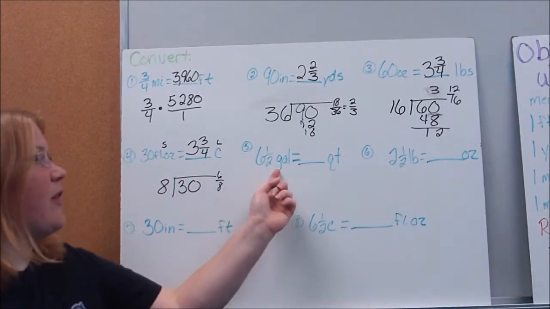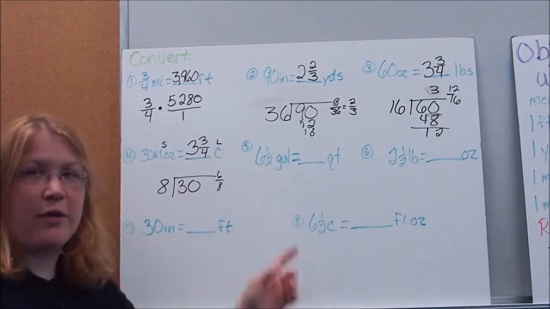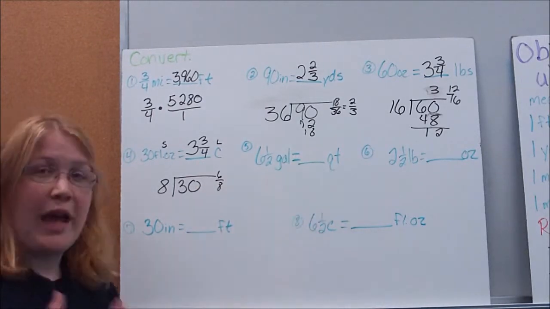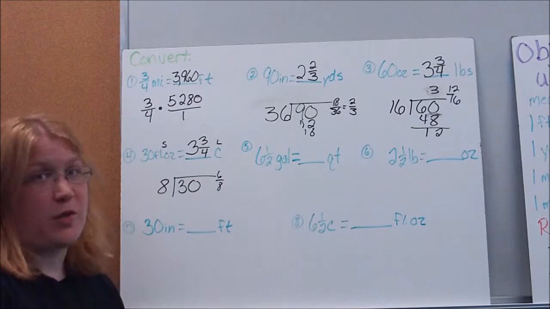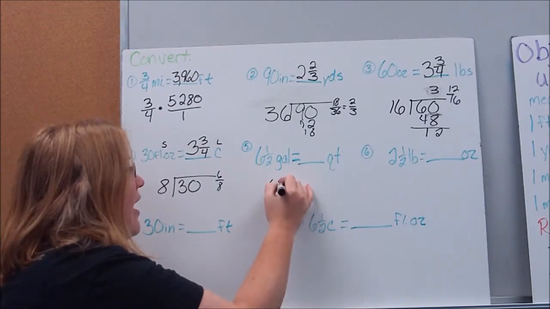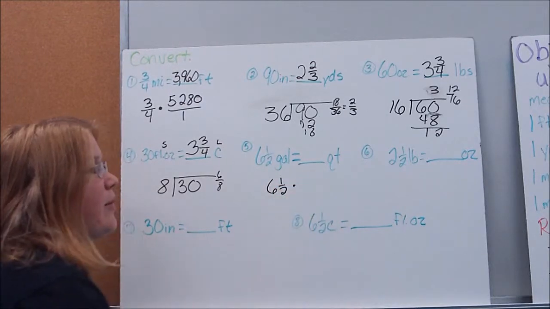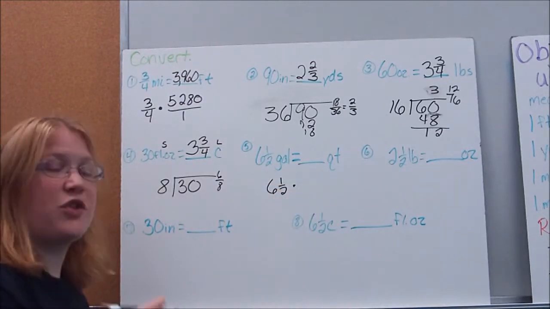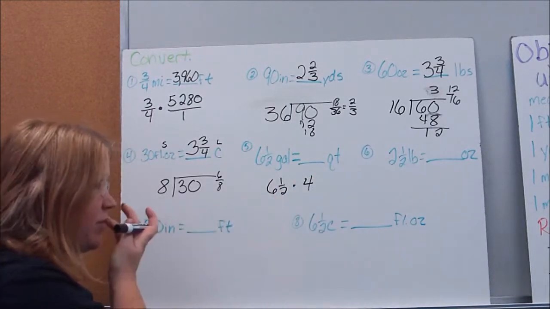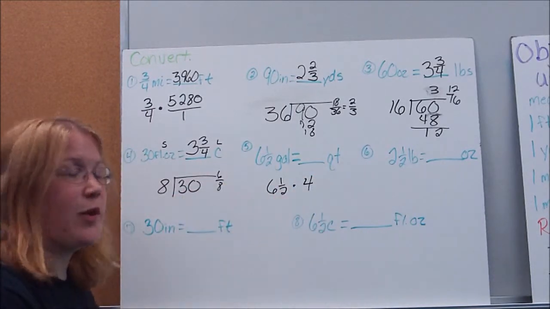All right, here I'm going from gallons to quarts. Now remember, gallons was at the bottom. Our gallons was our biggest measure. So gallons are big, quarts are smaller. So I'm going to wind up multiplying here. So I have 6.5 gallons, and I'm going to multiply it by my conversion factor. So how many quarts are in a gallon? 4. Now I can just do my multiplication.